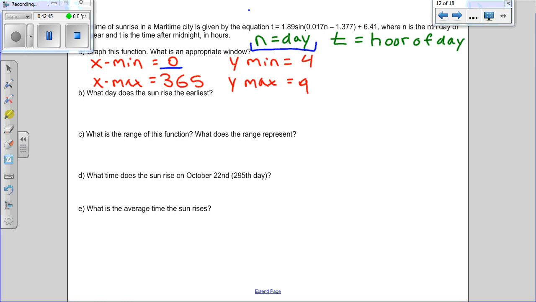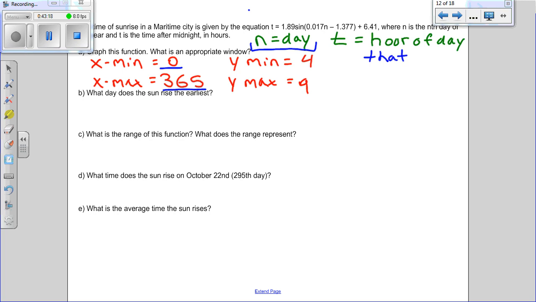The trickier part is the y min and y max. If you notice, I put 0 and 24 at the start because I made a mistake thinking of what t was. So, what does y represent in our question? The hour of the day that the sun rises. If you had put 0 and 24 like I did, it works. It's very stretched out, but it does work.